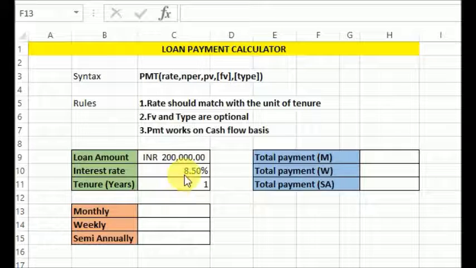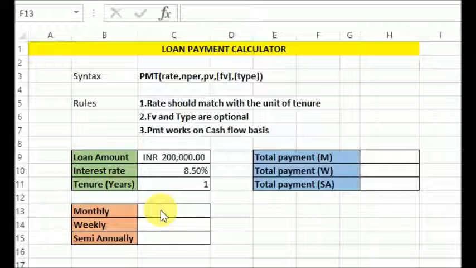I have 8.5% here. Nper is the tenure. I have a 1 year tenure. PV is the present value, which is the loan amount. I have 2 lakh rupees. FV is the future value, and type is the advance payment or the payment at the end of the tenure.